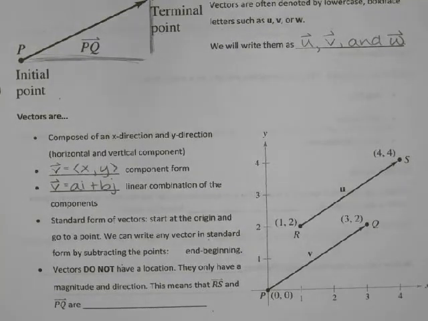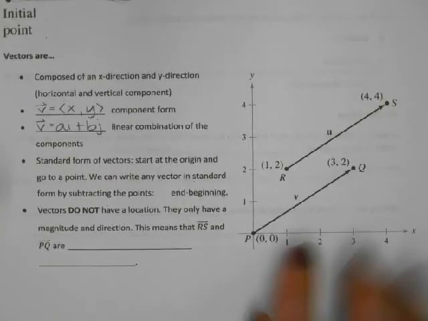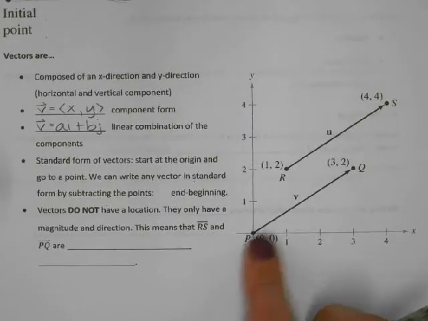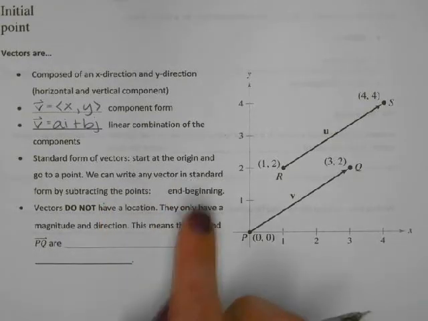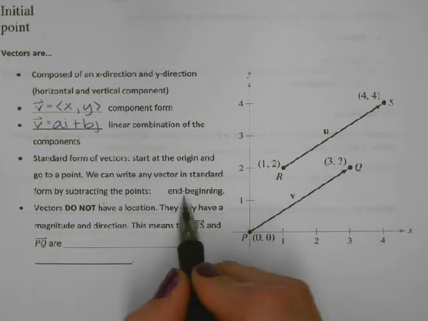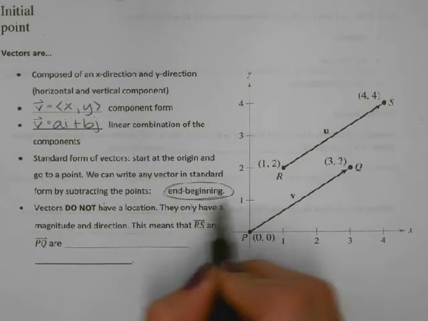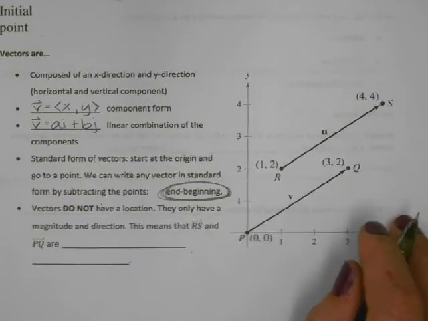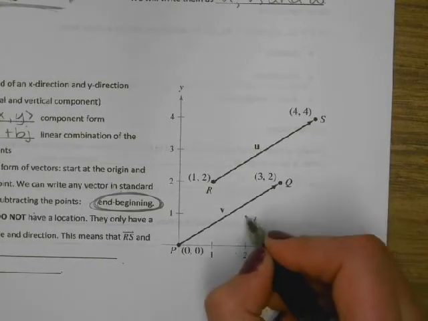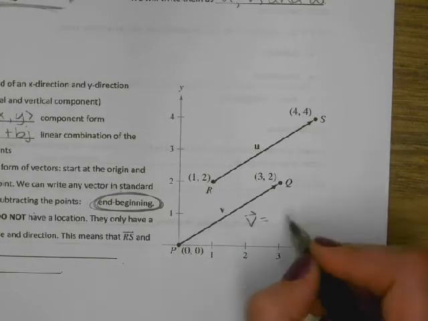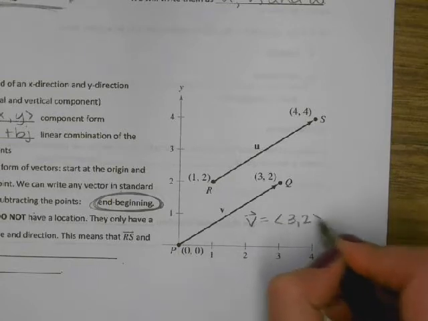So the standard form of vectors is to take the vector and start it at the origin and then have it move from there. We can write any vector in standard form by subtracting the points. We always do end minus beginning. And I would say circle that, highlight that, whatever you need to do. So here we could say that the component form of vector v is 3, 2.